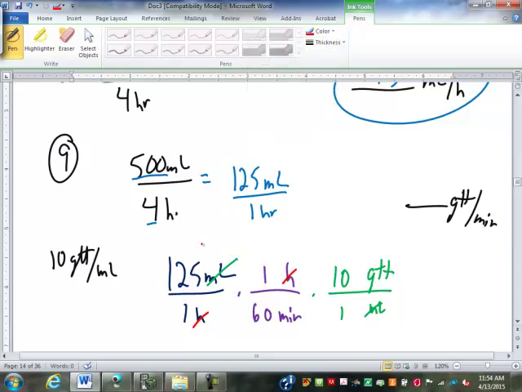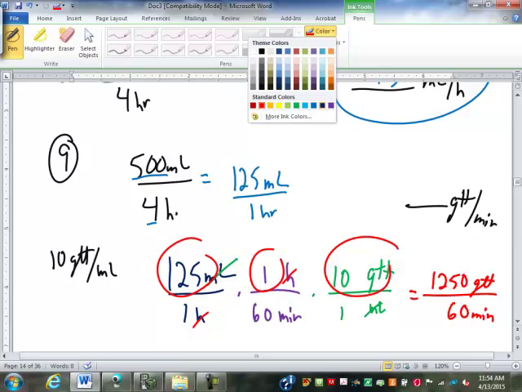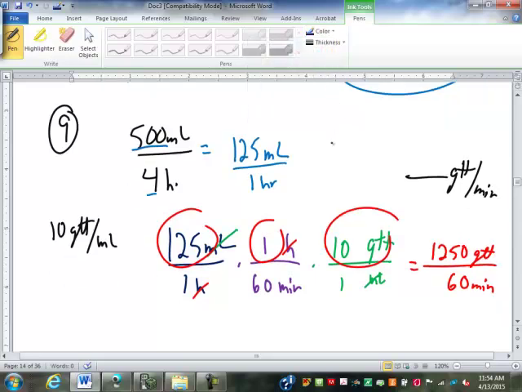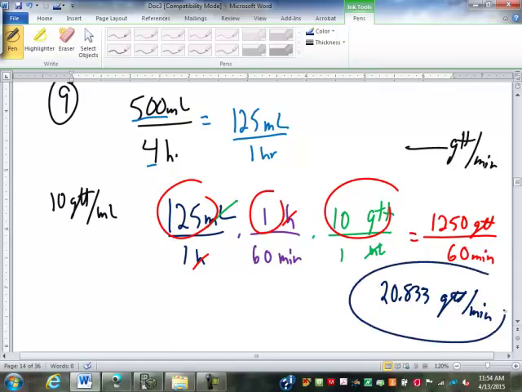So here I have 125 times 1 times 10 drops is 1,250 drops over 1 times 60 minutes times 1 is 60 minutes. And if I divide that out, 1,250 divided by 60 gives me 20.8333 drops per minute. And we had mentioned whenever we're dealing with drops per minute, we usually round it to the nearest drop. If you had 20.83, I would accept it, or 21 drops per minute.